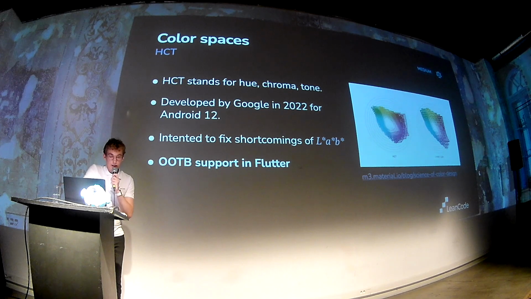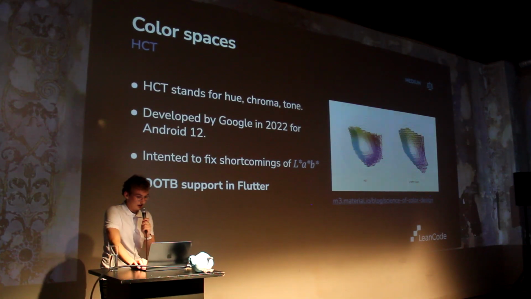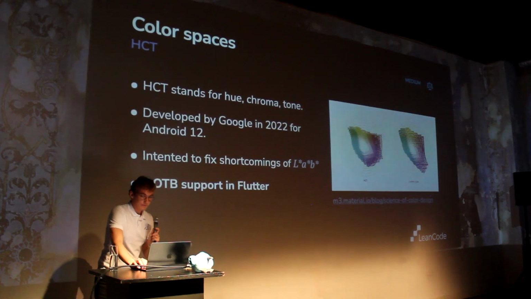HCT. HCT is a color space developed by Google in order to fix shortcomings of LAB. It stands for hue, chroma, and tone, and has an out-of-the-box support in Flutter with a package that is pinned to Flutter version.